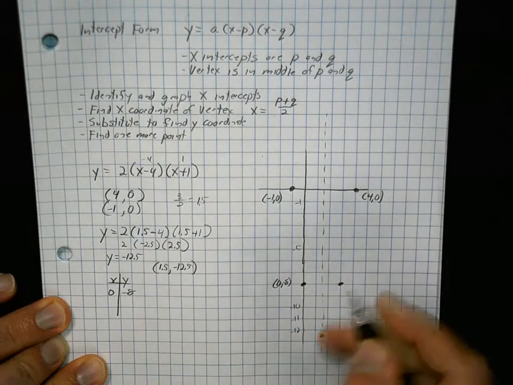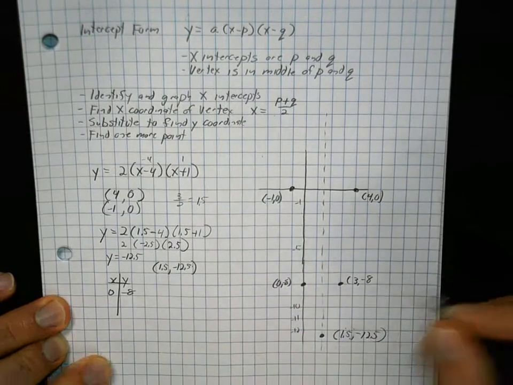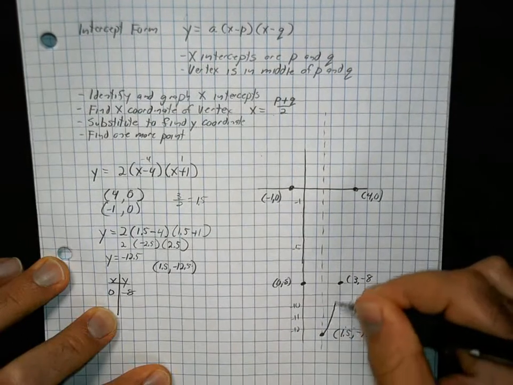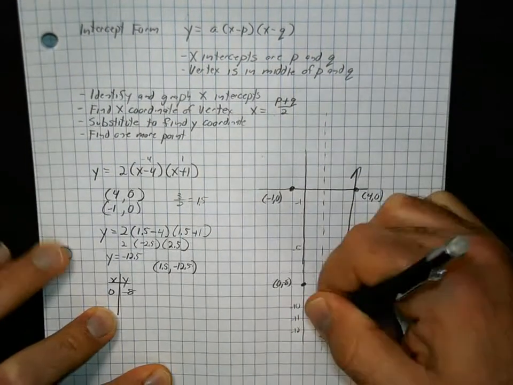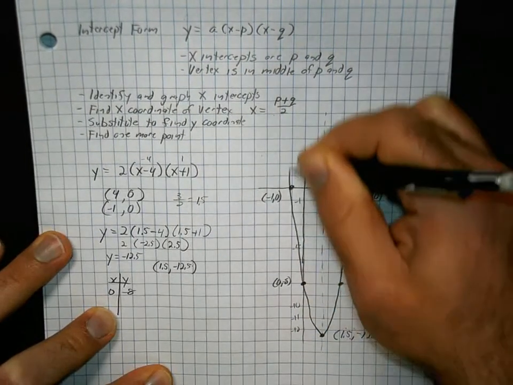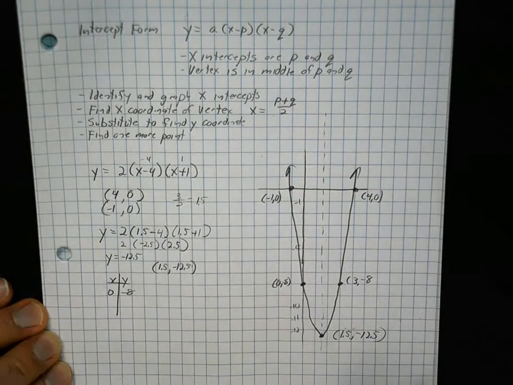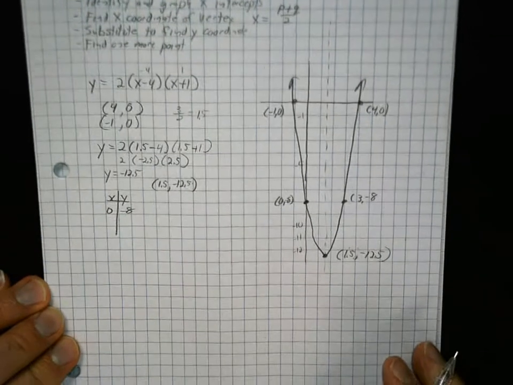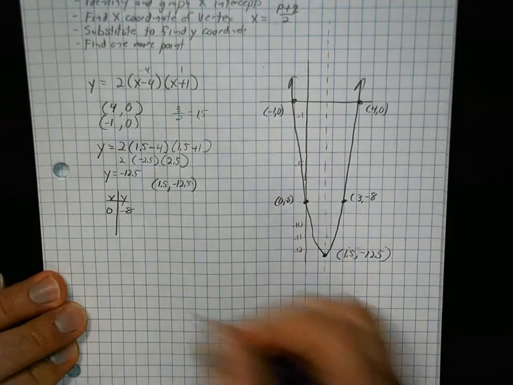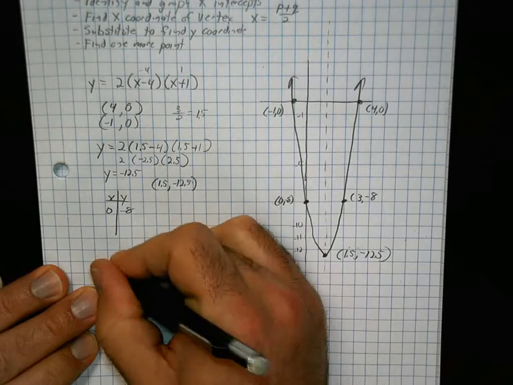Flip it over to the other side. So I'm 1.5 away, so this would be 3, negative 8. So there's my parabola. Opens up. It looks like that. Okay. Now let's just do one more real quick. It might look different, but it's not.